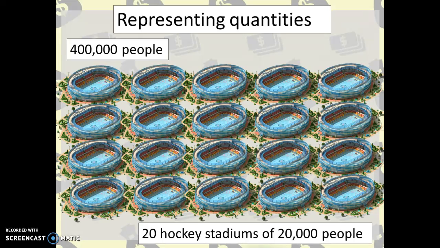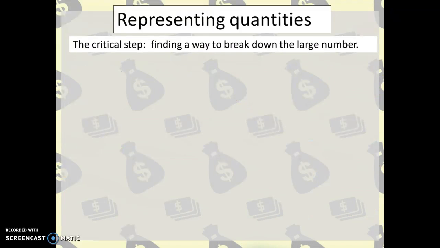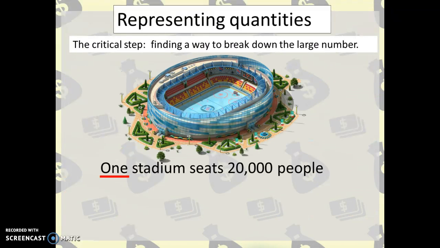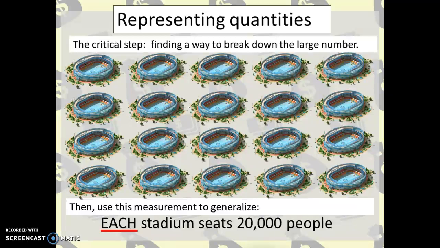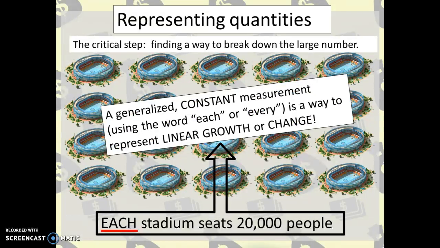Another way to visualize that large number. And it makes sense, but the critical step to being able to break it down is we needed that rule. We needed that measurement. One stadium is 20,000 people. And not only did we take that measurement, we generalized it. We said each stadium is 20,000 people. Not just one stadium, but each stadium is 20,000 people. And when you have a situation like that, when you have a rule, a measurement that we can generalize, that is the heart of linear growth, saying every stadium is 20,000 people. A constant measurement that we can generalize is representing linear growth.